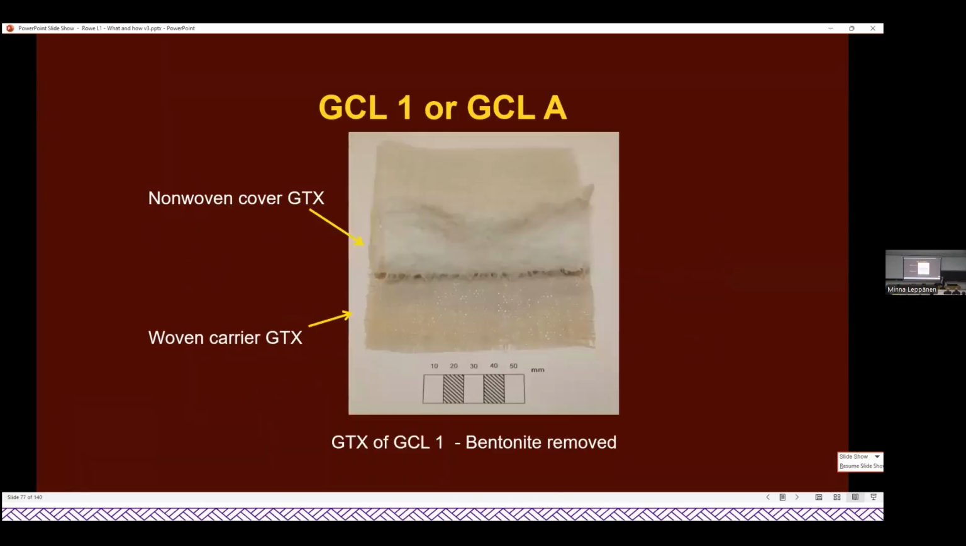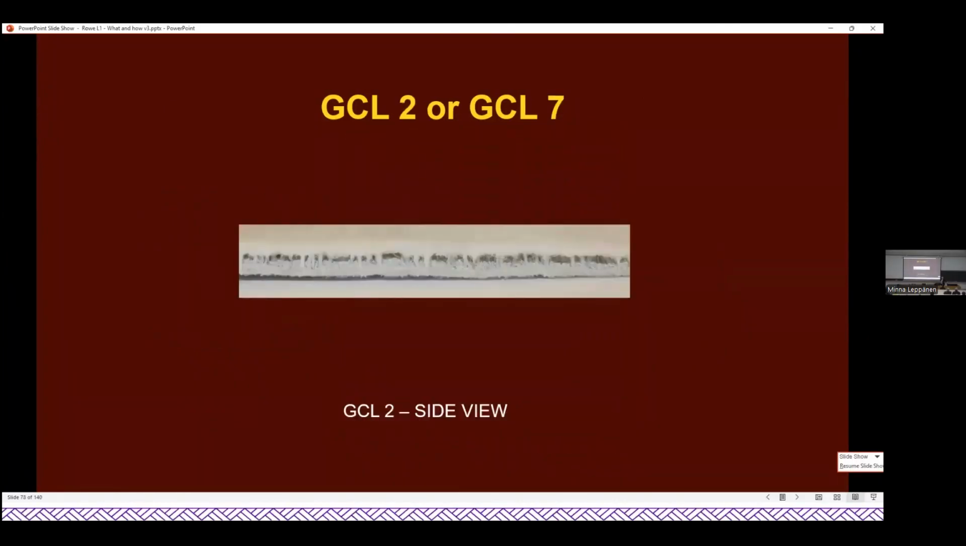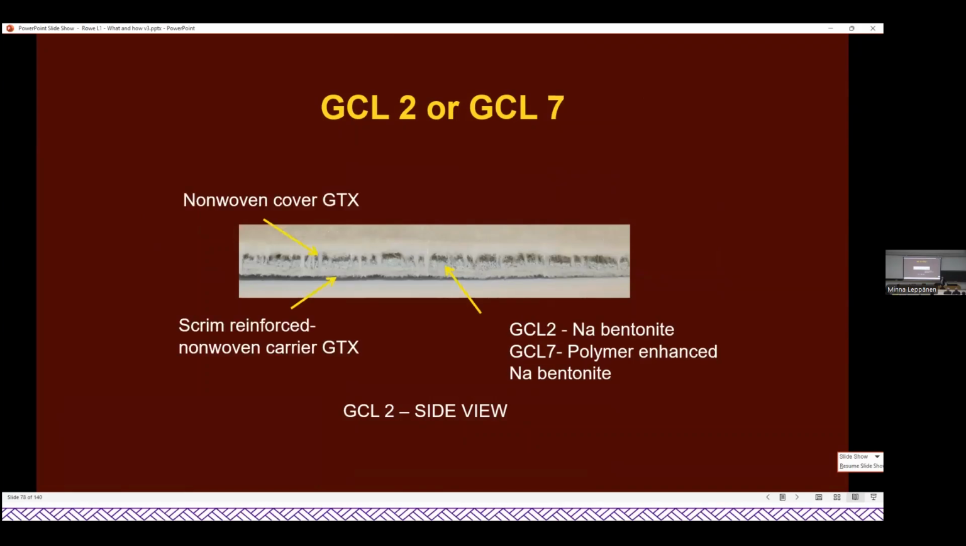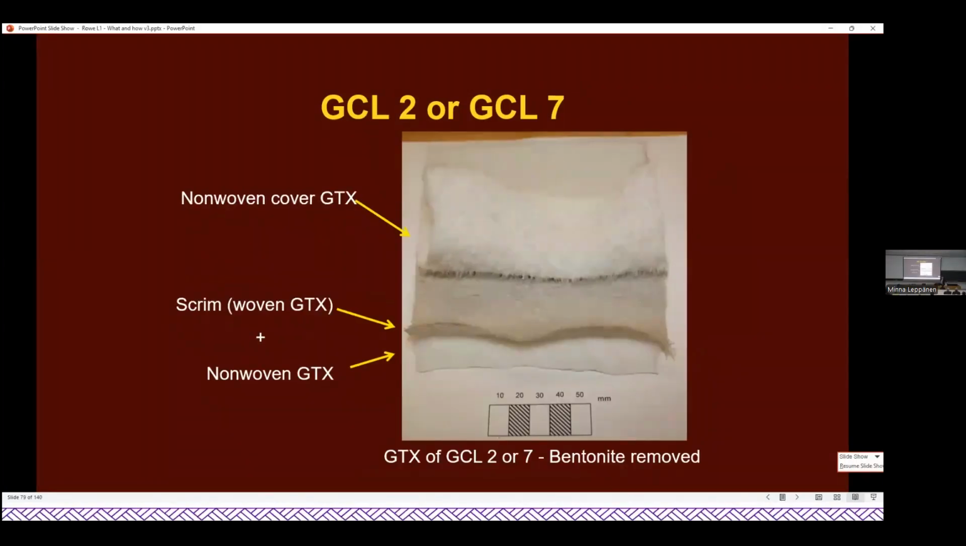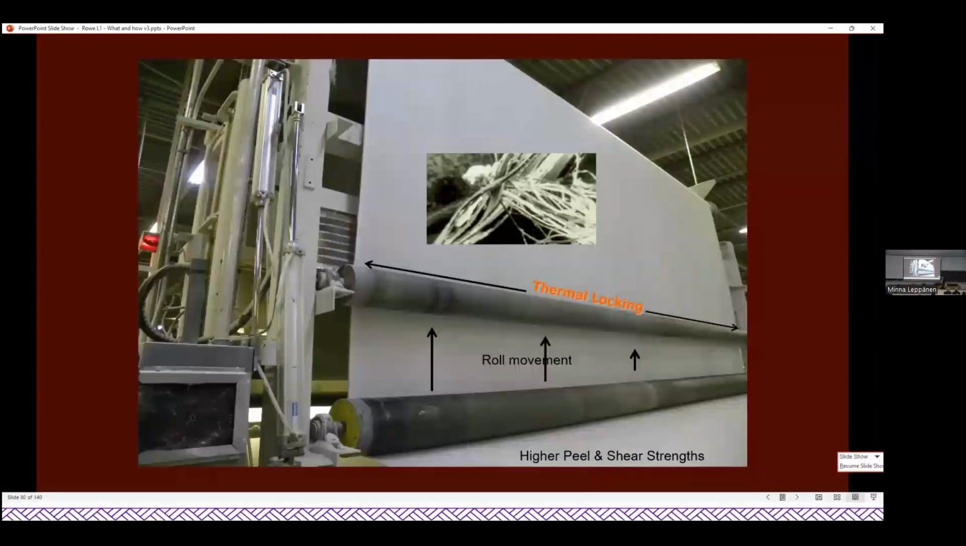Here is another one. You can see here we've pulled it apart, so you can see the woven carrier, the needle punch cover. This one looks very similar at this point, but it's actually got a scrim reinforced non-woven. If we pull it apart, we can see in the bottom, the non-woven and a woven have been needle punched together. That is an important detail. Then the thermal treatment.